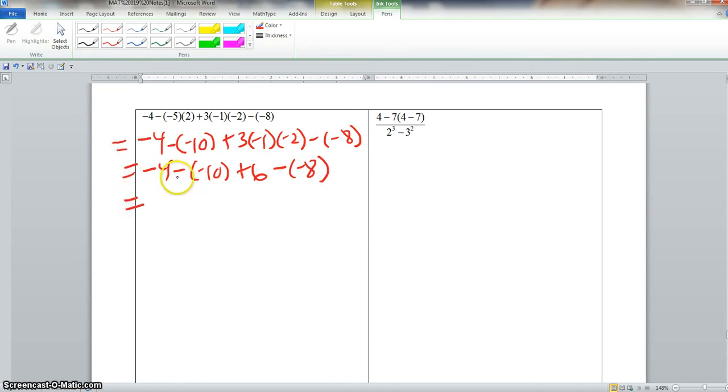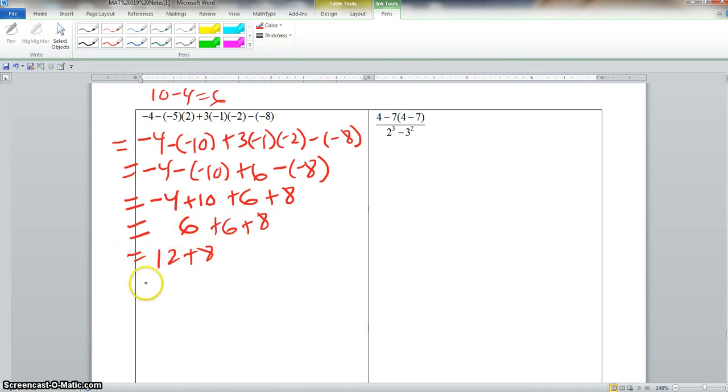Now, we look here, we have subtraction, addition, and subtraction. So we go from left to right. So this will be -4 minus a -10 will give us a +10, +6, and minus a -8 will give us +8. So now we have -4 plus 10. We know we will look at this as 10 minus 4, which is 6. And since 10 is positive, this 6 will remain positive. +6 plus 8. 6 plus 6 we know is 12, plus 8 gives us 20.